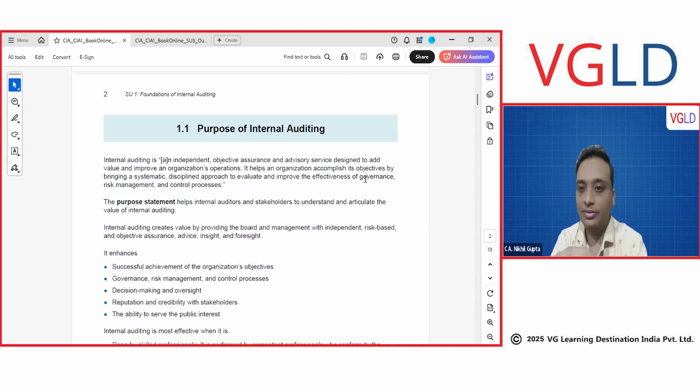The definition covers every aspect. Let's read it out again. Internal auditing is an independent, objective assurance and advisory service designed to add value and improve an organization's operations. This helps an organization accomplish its objective by bringing a systematic, disciplined approach to evaluate and improve the effectiveness of governance, risk management, and control process.